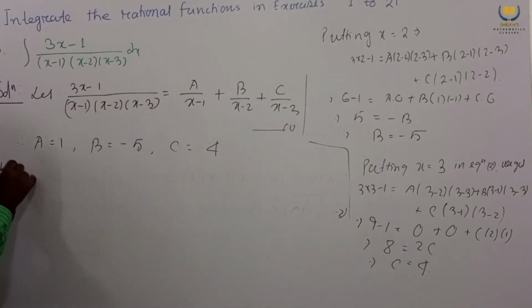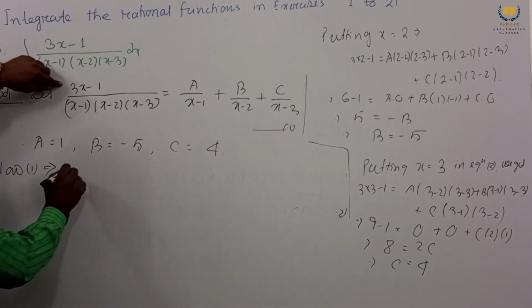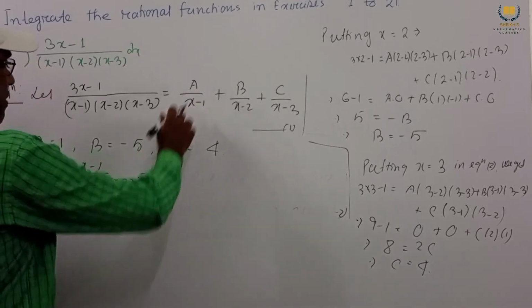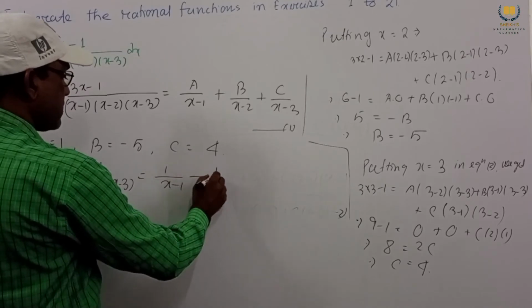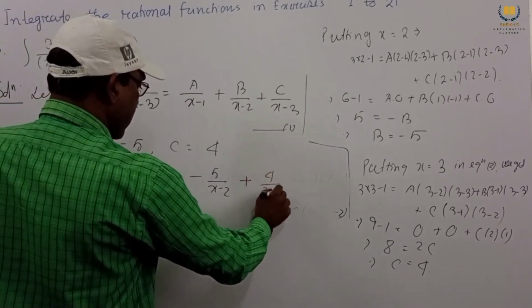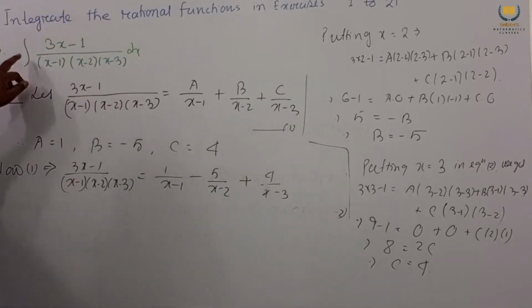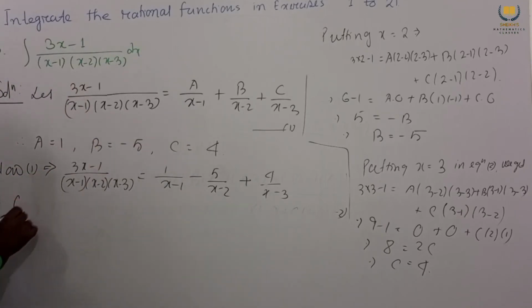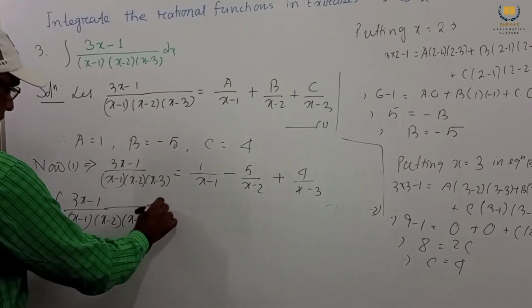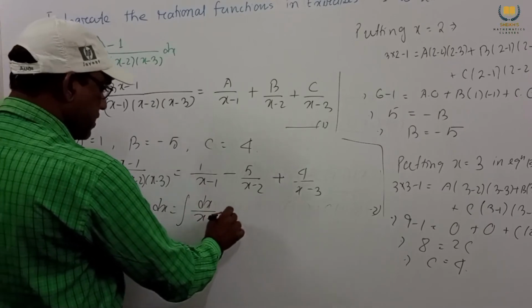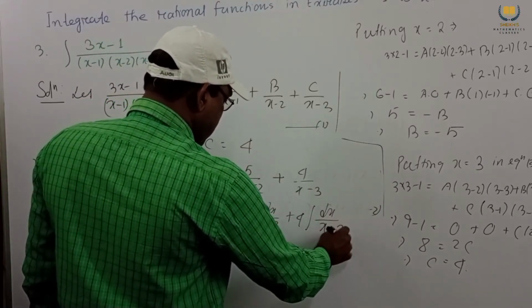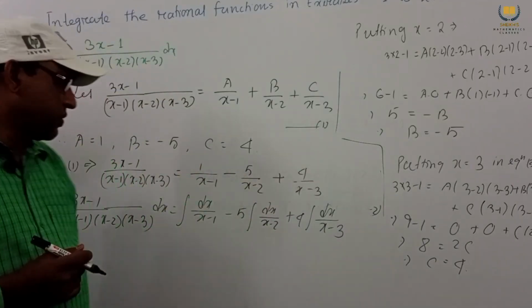Now putting these values in equation number 1, we get (3x minus 1) by (x minus 1)(x minus 2)(x minus 3) equal to 1 by x minus 1, minus 5 by x minus 2, plus 4 by x minus 3. We get this. But in our problem, it is integration. So we integrate both sides: integral of (3x minus 1) by (x minus 1)(x minus 2)(x minus 3) dx equals integral of dx by x minus 1, minus 5 integral of dx by x minus 2, plus 4 integral of dx by x minus 3. We integrate both sides with respect to x because this is our requirement.